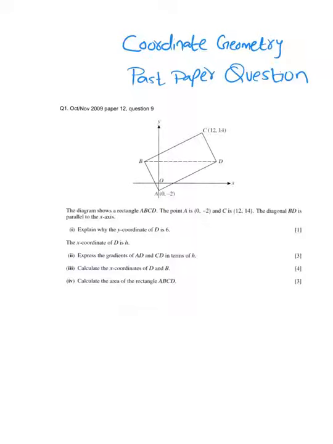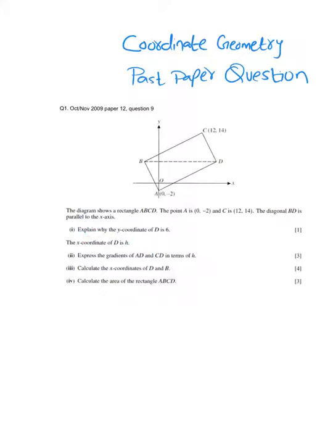Hi, in this video tutorial, I'll discuss a past paper question of year October-November 2009, paper 1 to question 9. The diagram shows a rectangle ABCD. The point A is (0, -2) and C is (12, 14). The diagonal BD is parallel to the x-axis. Part 1 says, explain why the y-coordinate of D is 6.